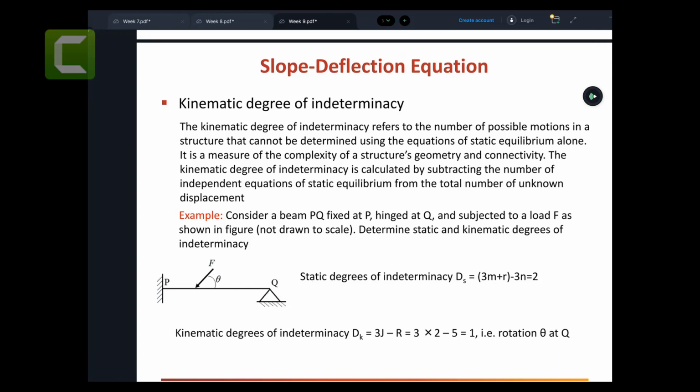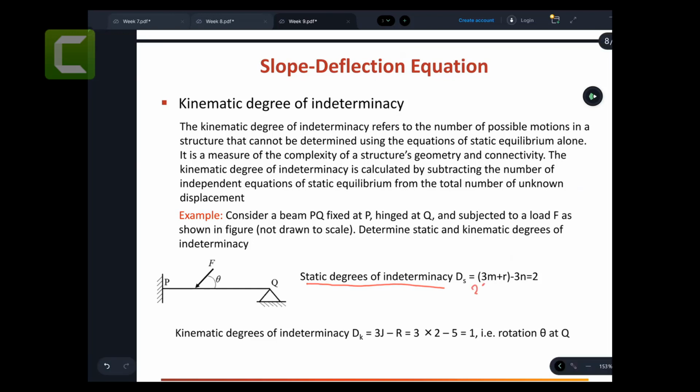Now, static degree of indeterminacy, last week you did it, right? I do not want you to learn the kinematic degree of indeterminacy independent of static. I want you to have a feeling of what we did last week as well. So it will be a revision for you. So the static equilibrium equation, if you remember, is 3m plus r minus 3n. If you go back to our force methods, you can find these equations.